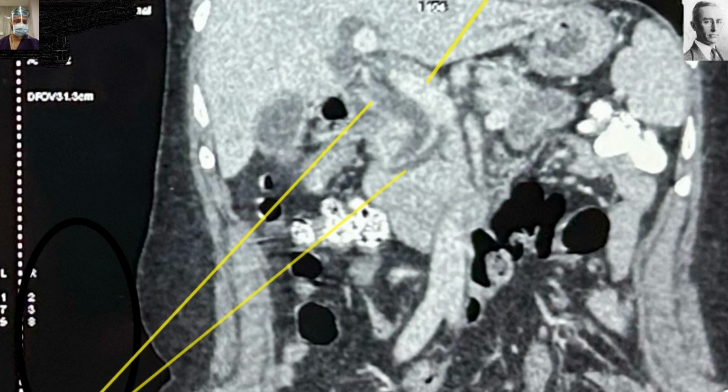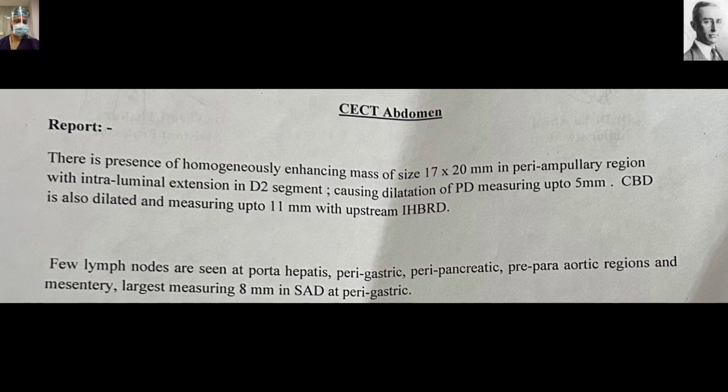So what I want to tell you is that when you are analyzing these images, you trace the dilated structure, be it CBD or MPD, and where it is coming to the end, or there is an abrupt narrowing, that is the place there is obstruction and there will be tumor.